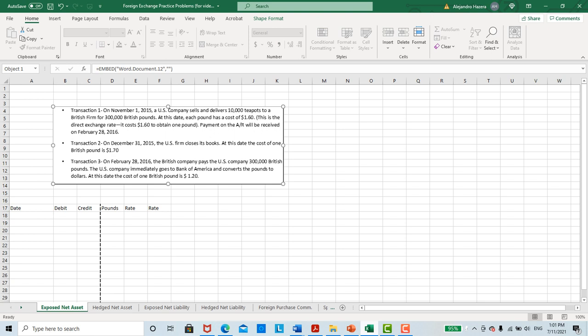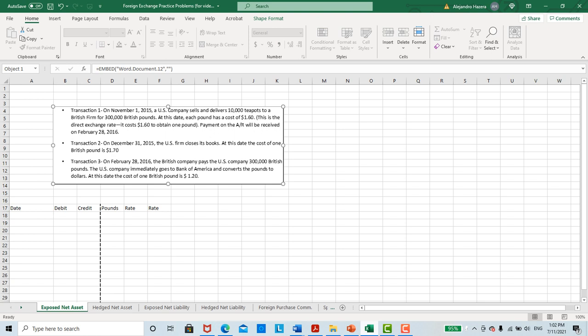Okay, so there are three transactions. That's the first transaction. The second transaction is on December 31st, and the relevance of that is the firm closes its books. At this point, the spot rate has gone from $1.60 to $1.70, which means that the account receivable is actually worth 10 cents more per pound. Because it's being paid in pounds and each pound is worth more, your account receivable is worth more. And according to GAAP, you have to show your receivables at their net realizable value.